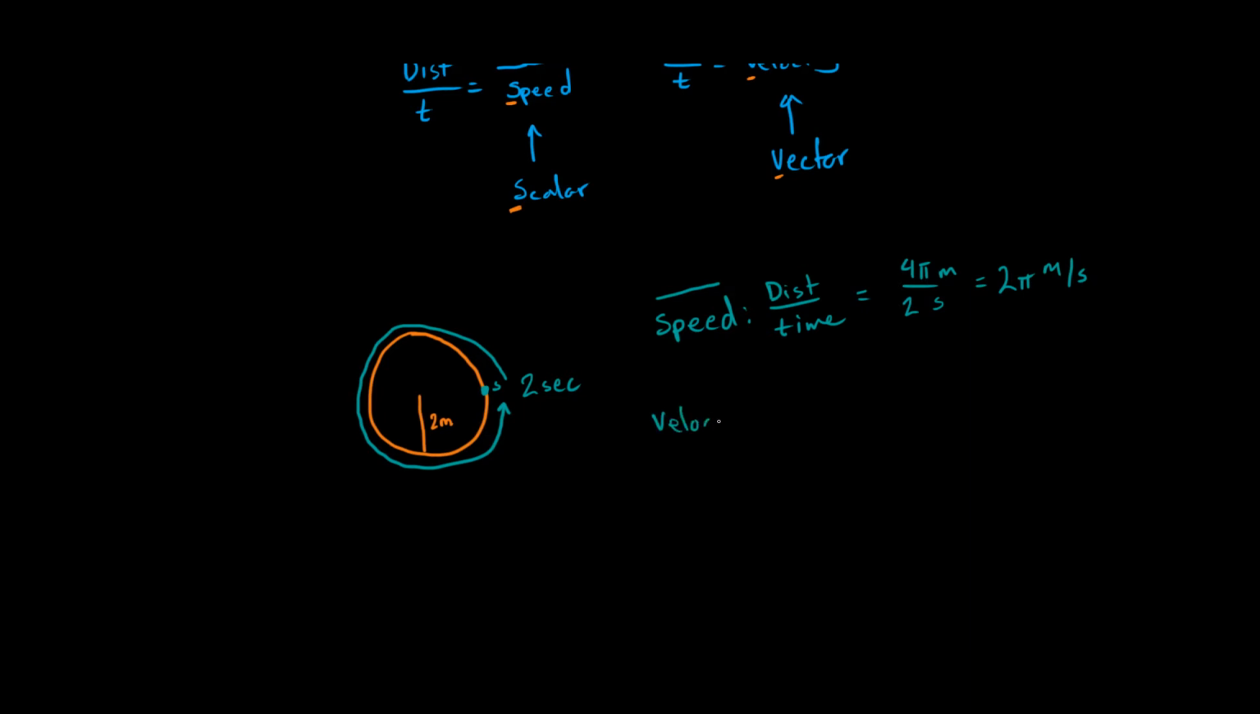For average velocity, I can say that this is my displacement divided by time. And my displacement, we said, is 0 meters because I end up in the same place as I started. So 0 meters divided by 2 seconds gives me 0 meters per second.